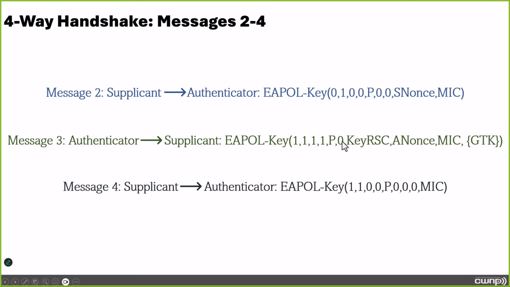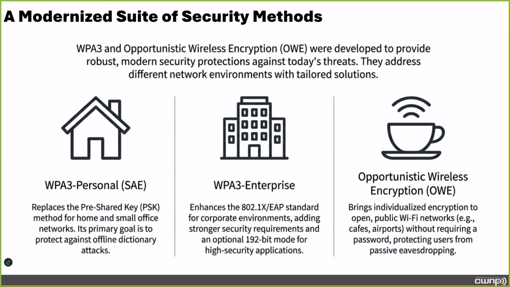If you want to pause, reflect back and forth between the previous breakdown slide and this one, you'll be able to see how all of these break apart and form the 4-way handshake in excruciating detail. So what we do now with WPA3 is we modernize our security methods and we say, let's start using even better stuff than we've used before. And so you can see that we have 2 things really, WPA3 and OWE.